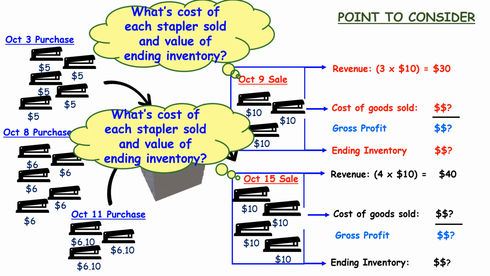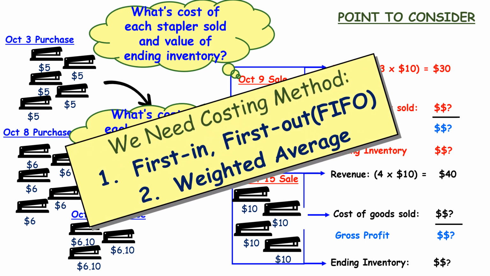Now, we need to answer the two questions. What is the cost of the staplers we sold, and what is the value of those still in the box? We can answer these questions by using a costing method. There are two costing methods, first in, first out, and weighted average. In this video, we will talk about first in, first out. So do watch the second video to learn about weighted average.